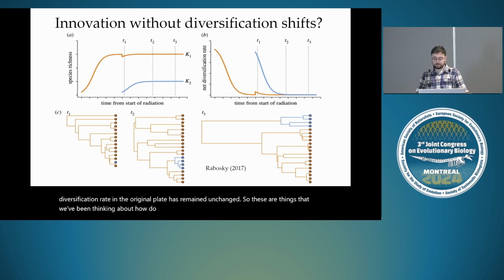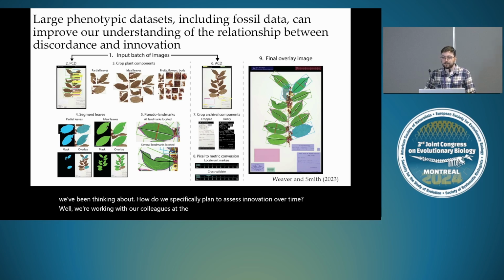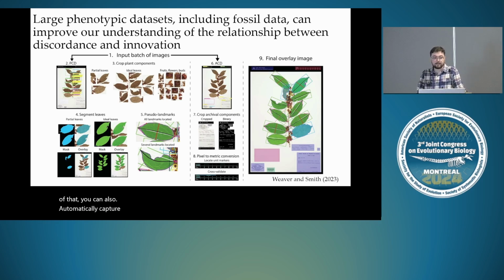How do we specifically plan to assess innovation over time? Well, we're working with our colleagues at the University of Michigan, particularly Stephen Smith, Selena Smith, and Stephen Smith's PhD student, Will Weaver, who have developed a very fascinating machine learning tool called Leaf Machine. Specifically, they're now on Leaf Machine 2. And what it is able to do is identify herbarium specimens efficiently. And on top of that, it can also automatically capture various leaf trait measurements with computer vision techniques.